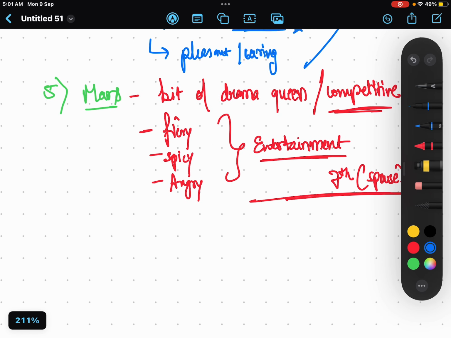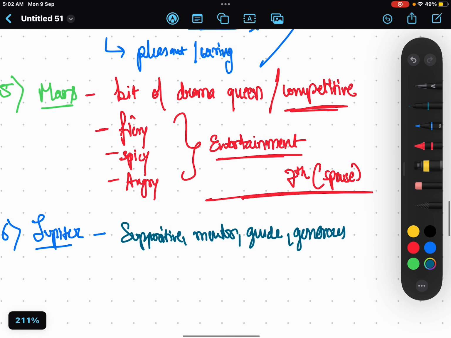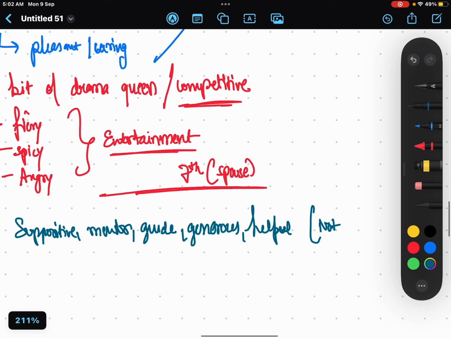Now, sixth, if you have a Jupiter in the 10th house, or the 10th house lord is Jupiter, you can say that your mother-in-law will be supportive, a mentor, a guide, generous, helpful, but not too much loving to you, only to her son or her daughter.